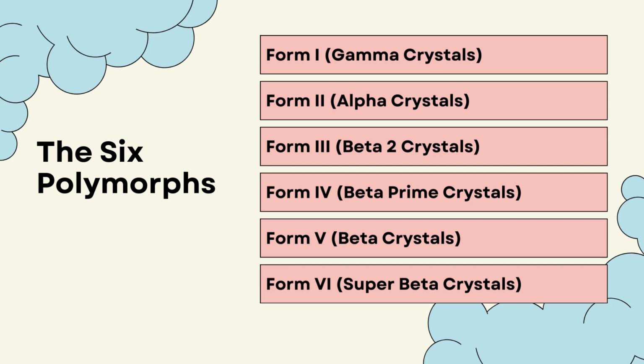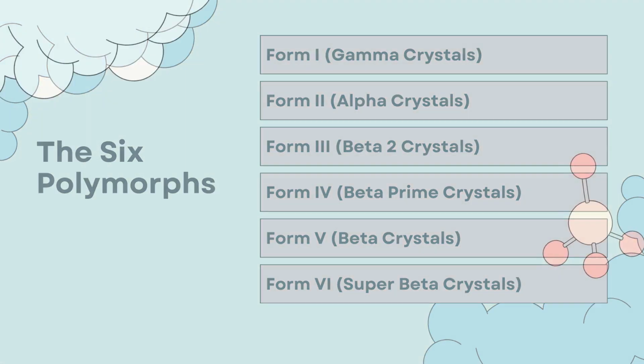Finally, Form 6, super beta crystals, cannot be made directly from melted chocolate. Instead, they are formed from tempered chocolate that is stored at room temperature for at least 16 weeks. They do not melt easily and have a chalky appearance and may have some bloom.